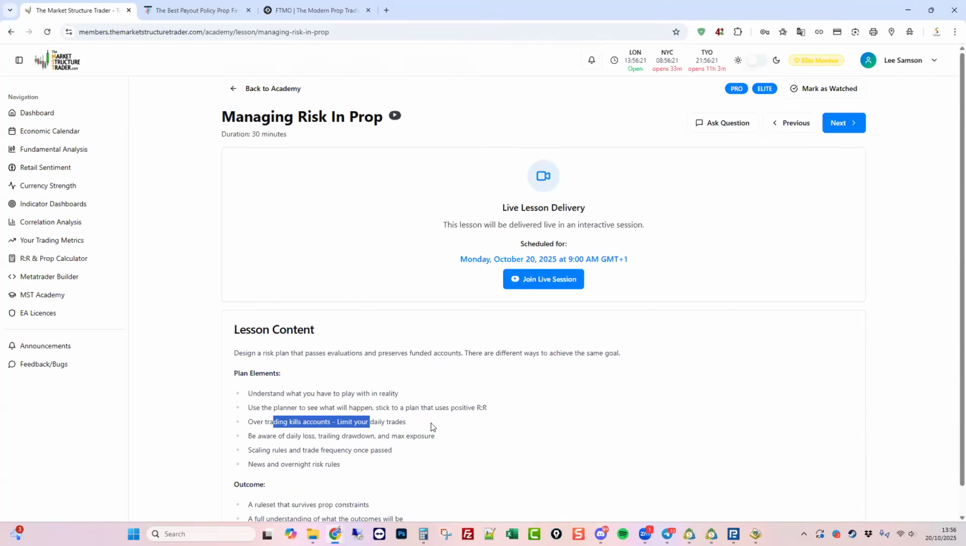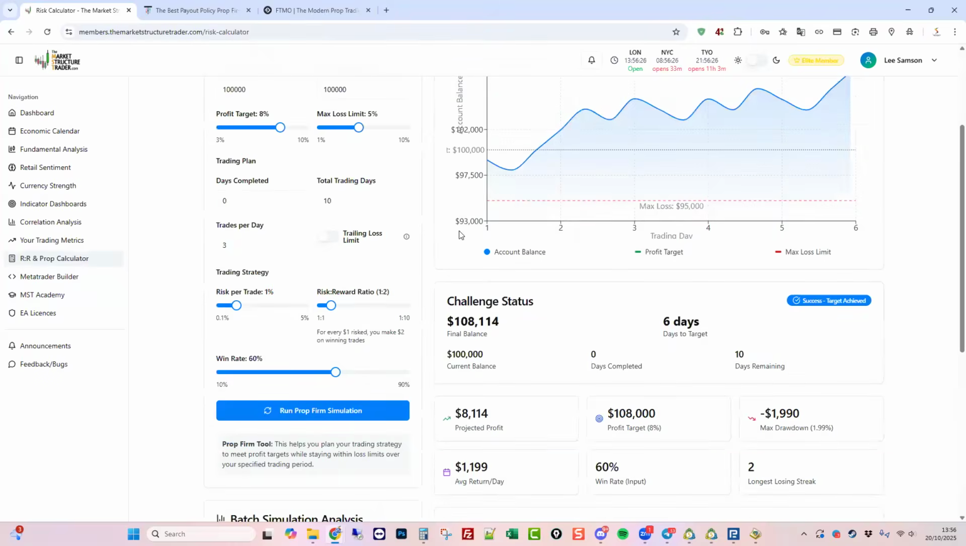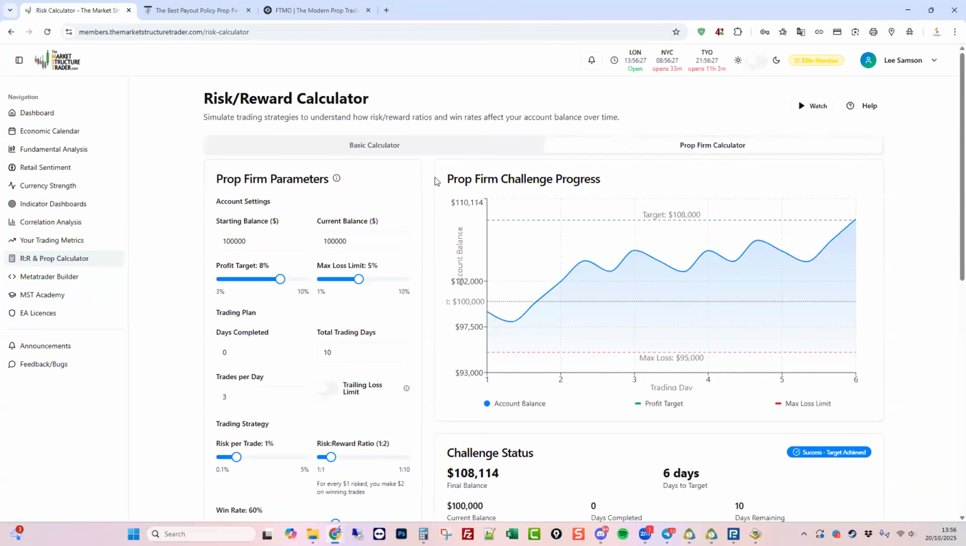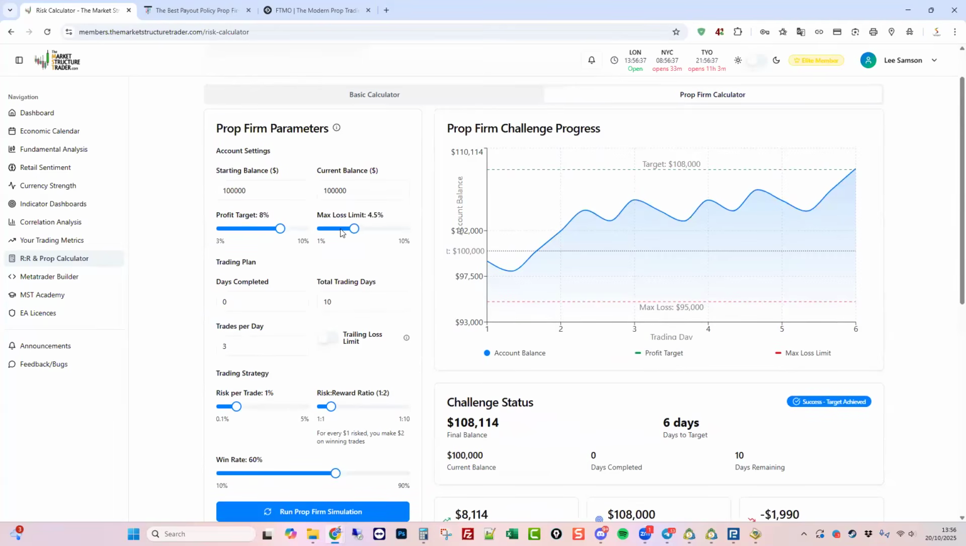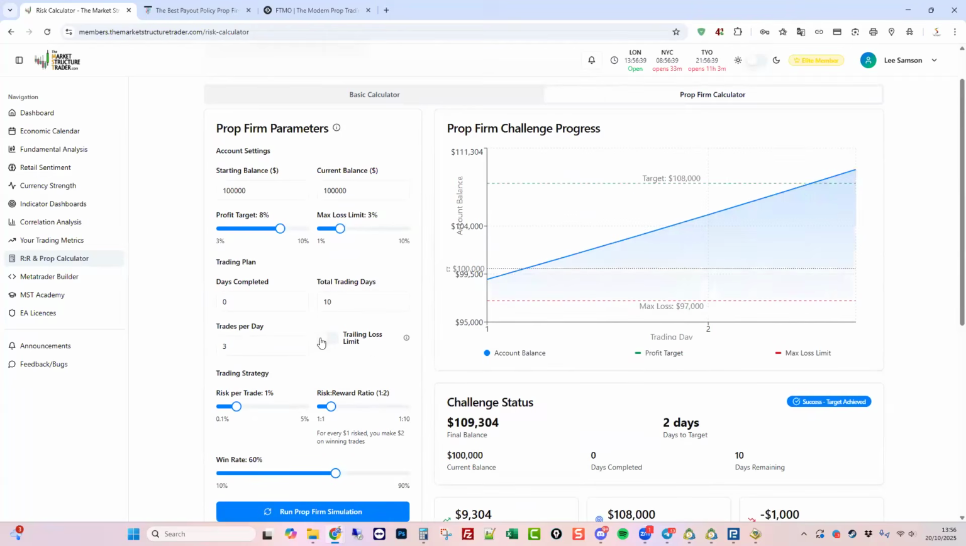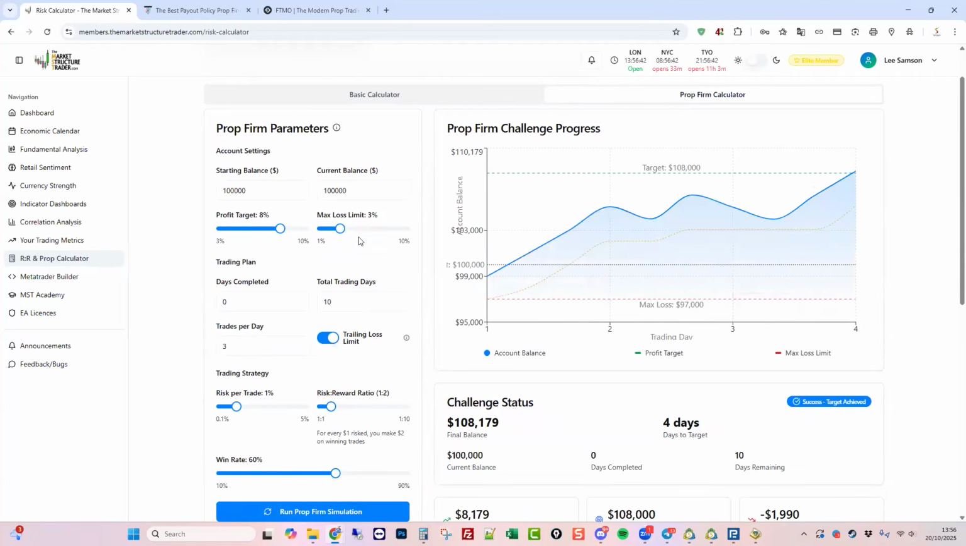Overtrading kills accounts, so limit your daily trades. I set rules on my accounts, whether they be evaluation or funded, to have a maximum drawdown. It's always an absolute maximum of 50% of my available drawdown. So if my available drawdown is 3%, which is 3 grand, I will always set my daily loss limit to be 1,500. Or if it's a 50k account, I get 2,000, so I set it to 1,000.